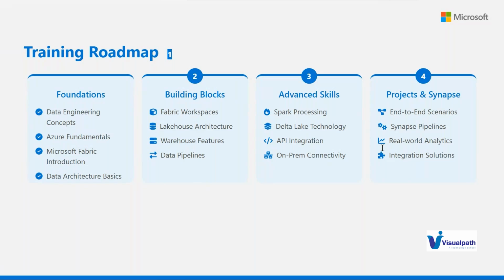In building blocks, we will understand how to set up workspaces, lakehouses, warehouses, and pipelines. In advanced skills, we will work with Spark, Delta Lake, API ingestion, and on-premises integrations. And in the projects and Synapse end-to-end scenarios, we will discuss mini projects and Synapse pipelines.